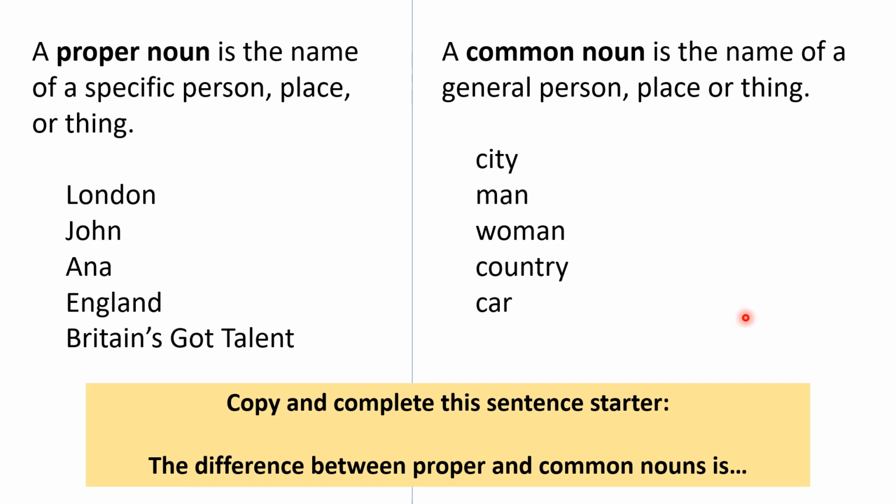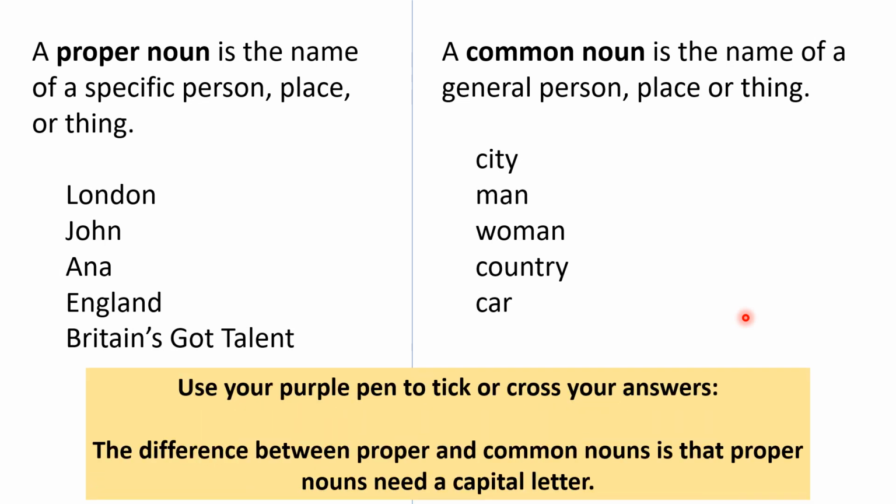Okay, if you're back, that means you should have figured out the difference. And you can now use your purple pen to tick or cross your answers. You should have written: the difference between proper and common nouns is that proper nouns need a capital letter. Well done. If you got it right, give it a big purple tick. And if you got it wrong, just make sure you write this sentence correctly now, please. Pause the video and make a correction if you need to.